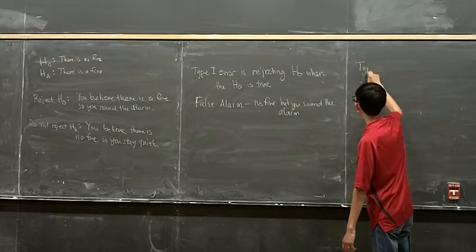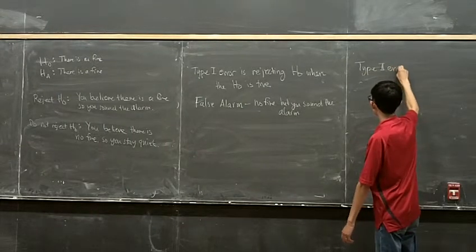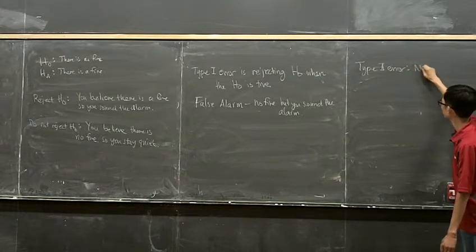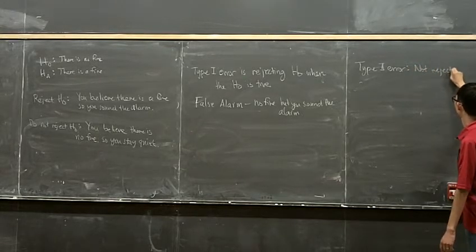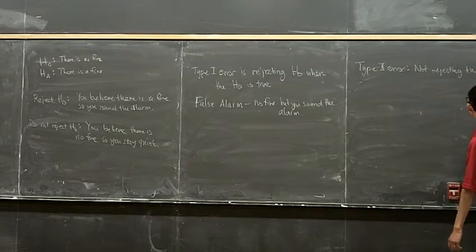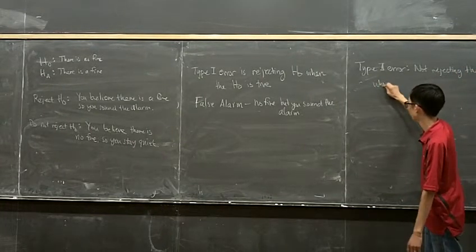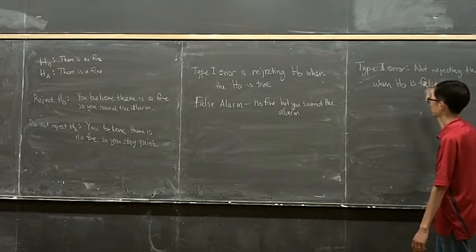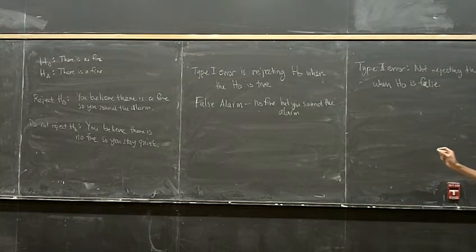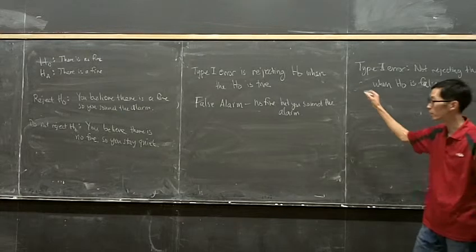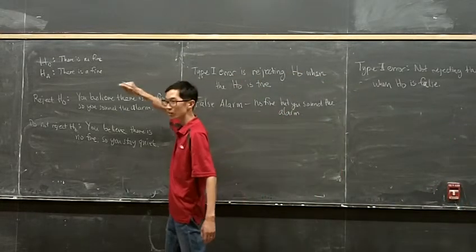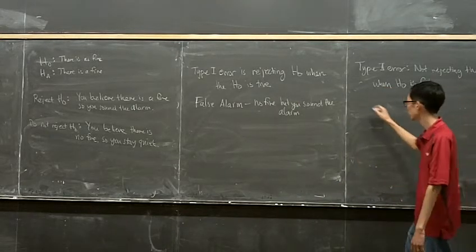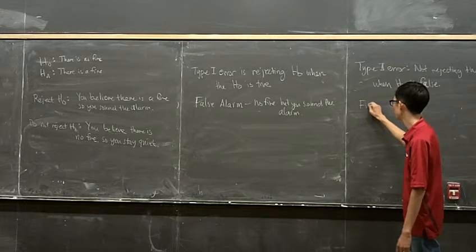A type 2 error is not rejecting the null when the null hypothesis is false. So what does this mean? You don't sound the alarm when there is a fire. The null hypothesis is false, which means there is a fire, but you didn't reject it, so you stayed quiet. So fire, but no alarm.